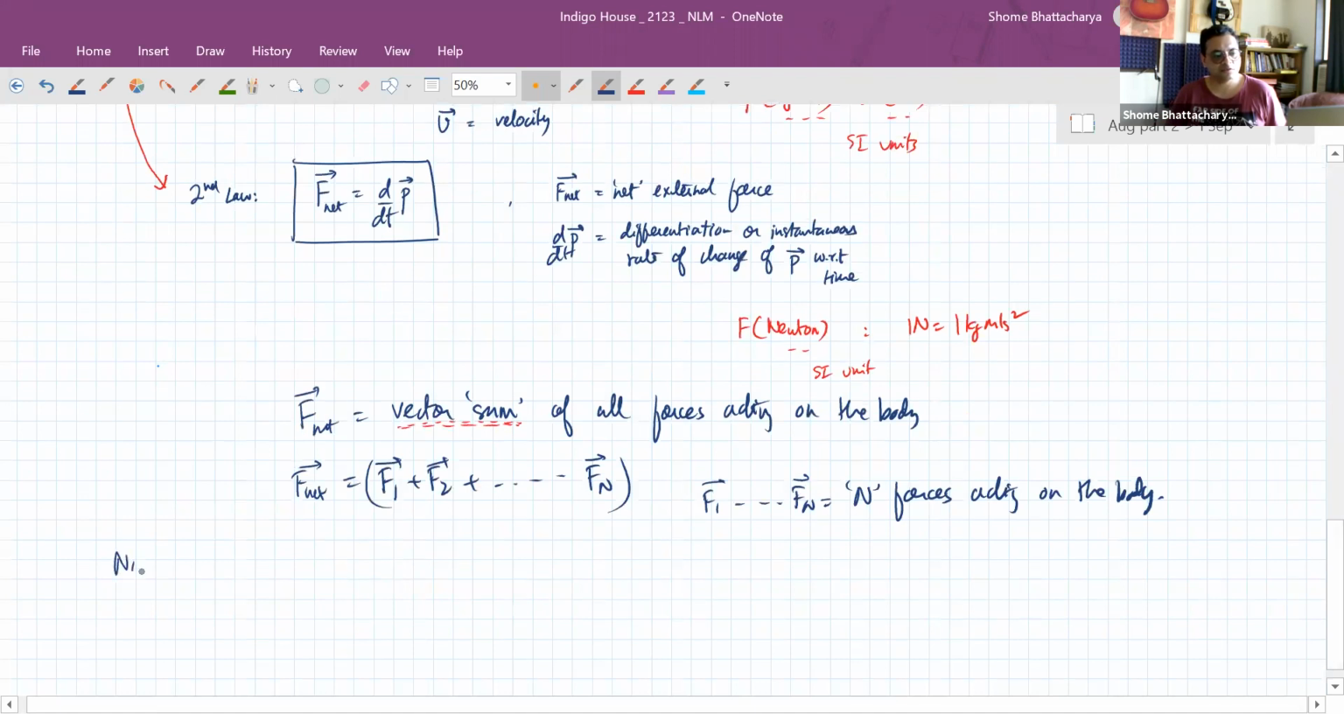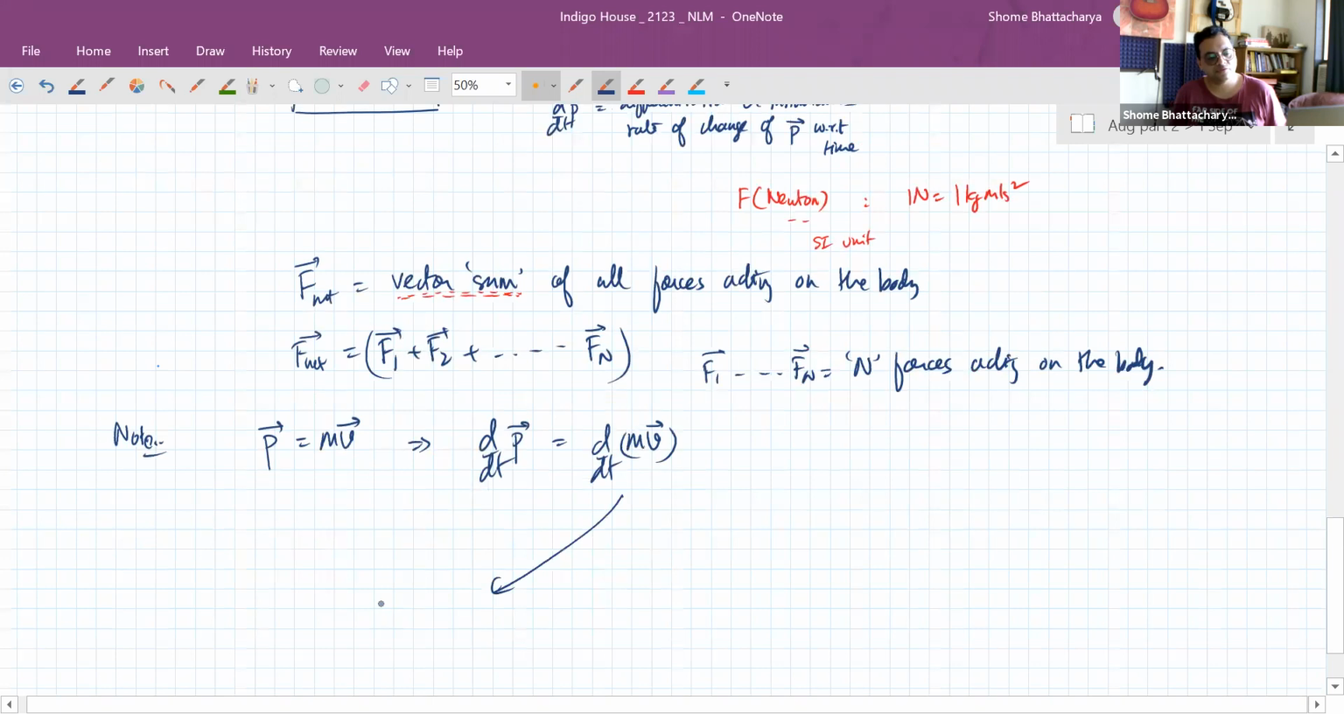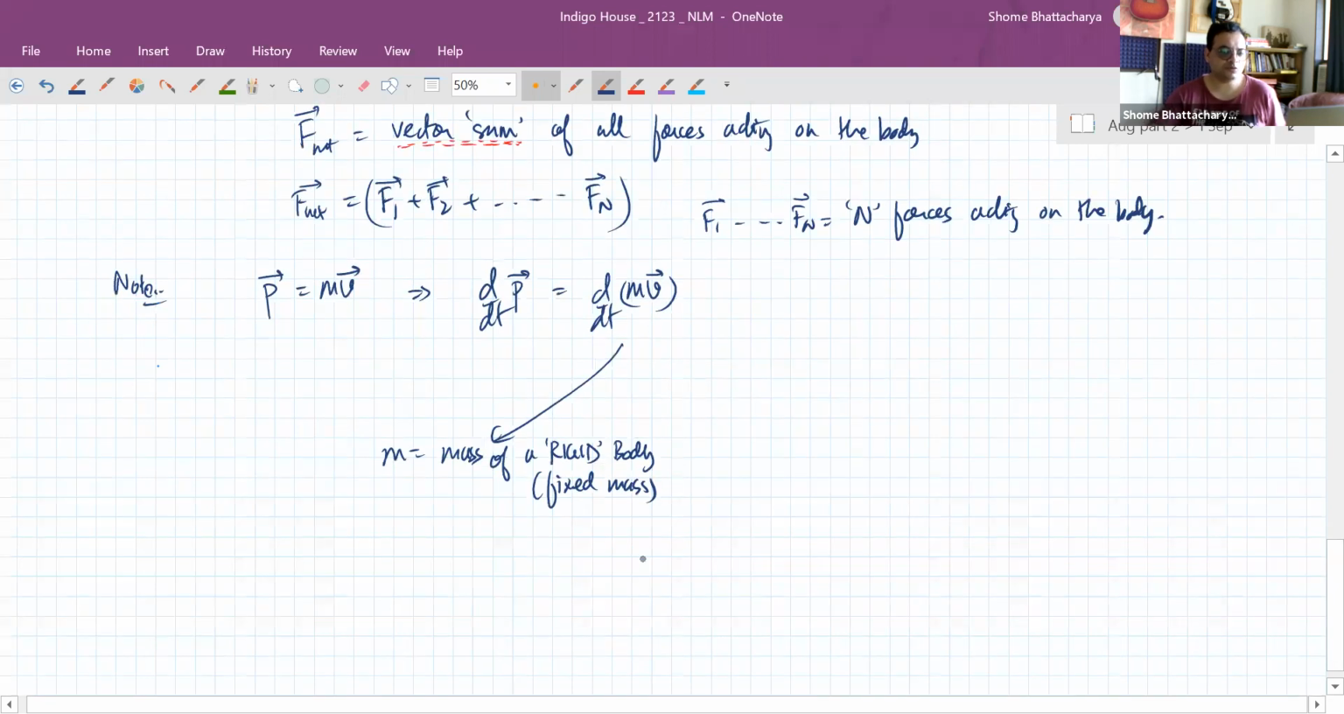Now, the very important thing: because momentum is equal to mass into velocity, the rate of change of momentum, which is the right hand side of this equation, is the differentiation operator applied to mv. Now, this is where we will see two categories of systems. One is if m is the mass of a rigid body, so it's got a fixed mass, which is basically what we'll apply in this chapter. Newton's laws of motion, we're always talking about rigid bodies of fixed mass.